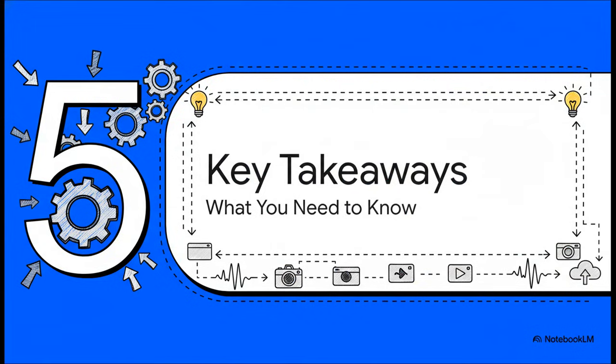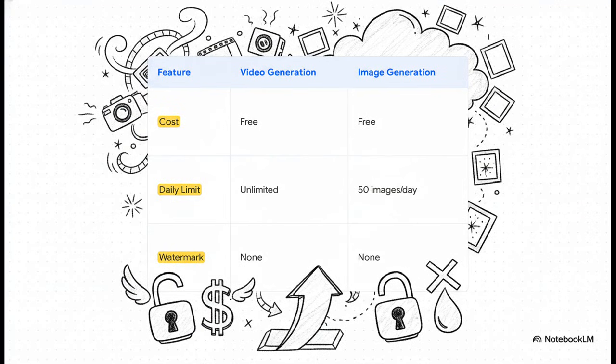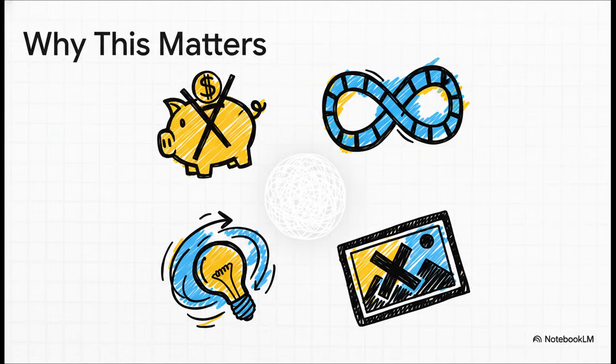All right, so we've walked through how to do all this cool stuff. Now let's just pull back for a second and sum up the most important points about this tool. What do you really need to remember here? This table basically says it all. Let's look at the big features. Cost for both video and image, 0. Watermarks? Nope, none of those ugly things cluttering up your work. And the daily limits? Okay, you get 50 images a day, which is super generous. But the video generation? This is the key. It's completely unlimited.